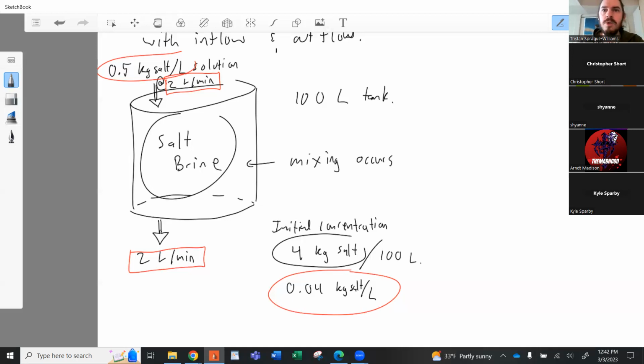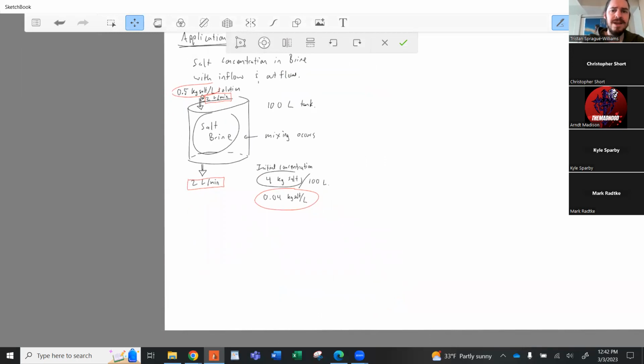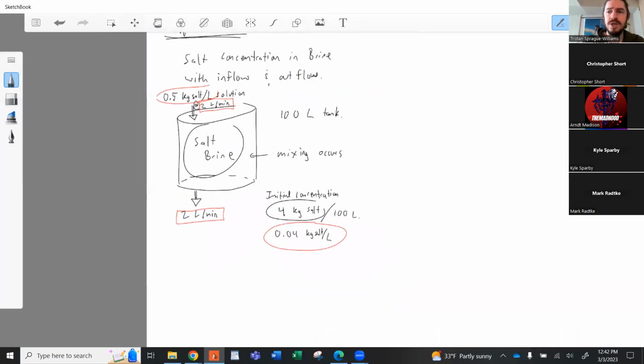So how are we going to approach this? We're going to approach this by setting up a differential equation with a function. So first we have to define what function we are going to be paying attention to for our differential equation, okay?